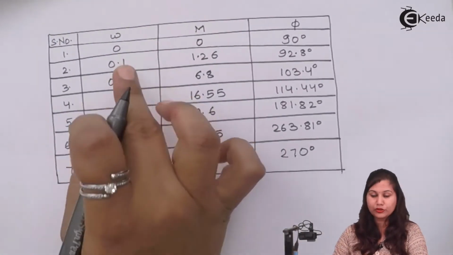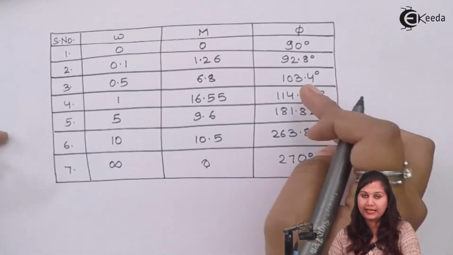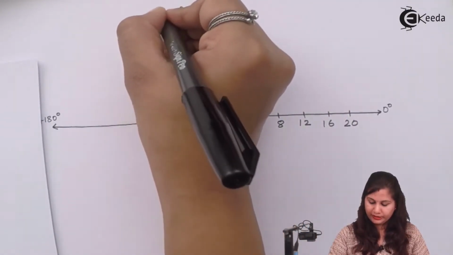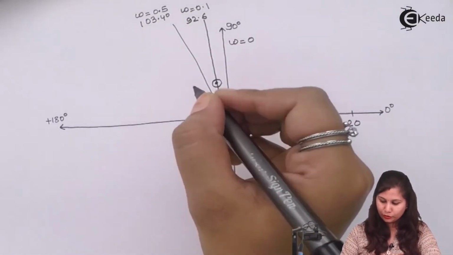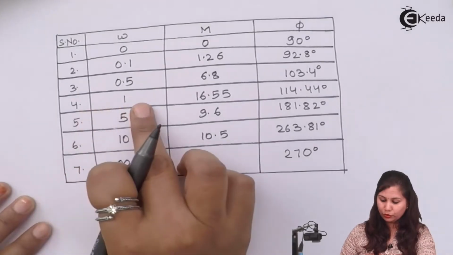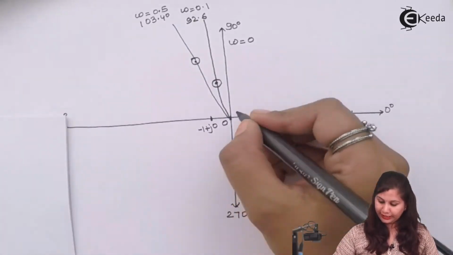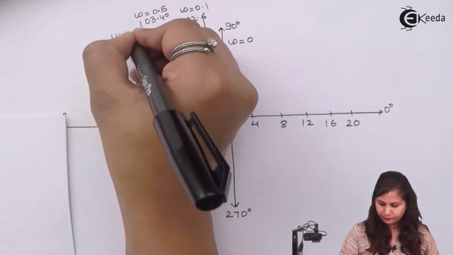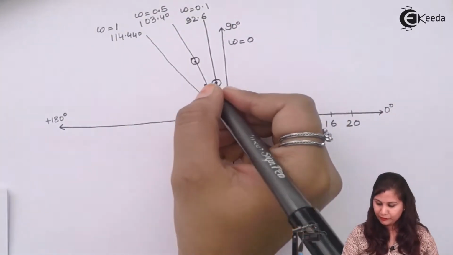Now next we have omega equals to 0.5, magnitude is 6.8 and phase angle is 103.4 degrees. So for this phase angle, we are going to draw a line. This is 103.4 degrees and this is omega equals to 0.5. The magnitude is 6.8, so it will be somewhat here. Now for the next frequency, we have omega equals to 1 and magnitude is 16.55 and phase angle is 114.44 degrees. So we are going to draw the line for the phase angle starting from here. The frequency is omega equals to 1 and the magnitude is 16.55, so it will be somewhat here.